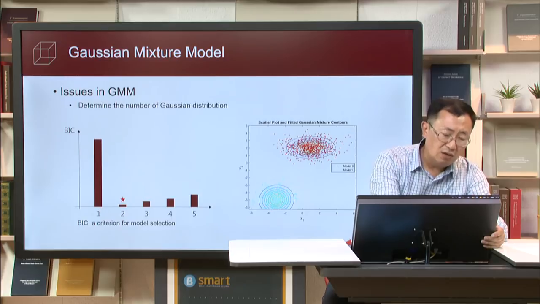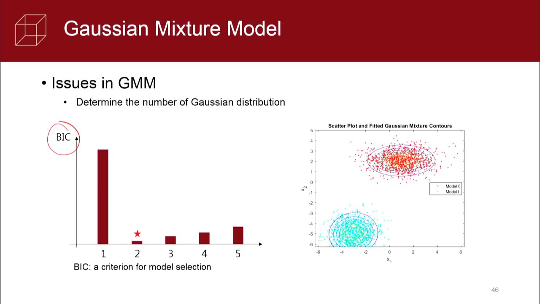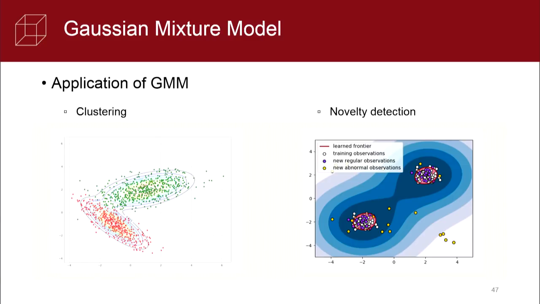Normally we use the BIC, which is a criterion for model selection. By using the BIC index, you can find the lowest value of BIC. The corresponding value tells us the recommended number of Gaussian distributions. And what is the application of the Gaussian mixture model? It can be used for clustering, and it can be used for novelty detection.